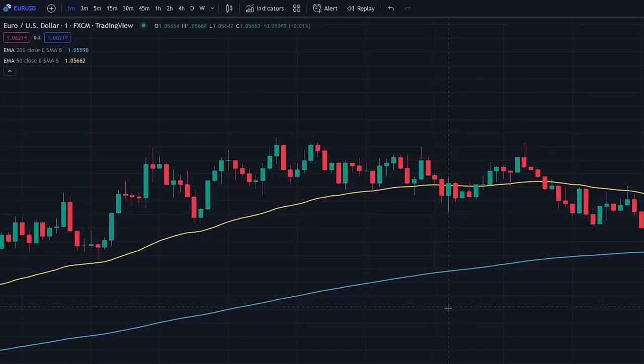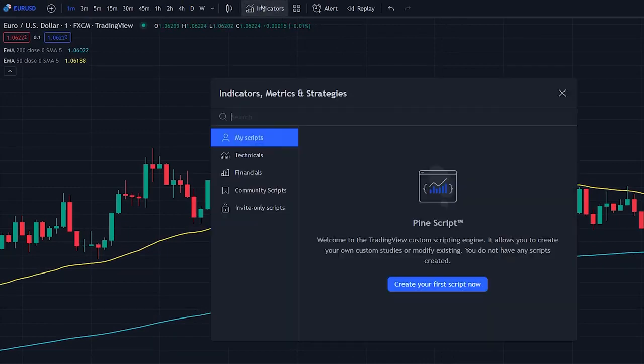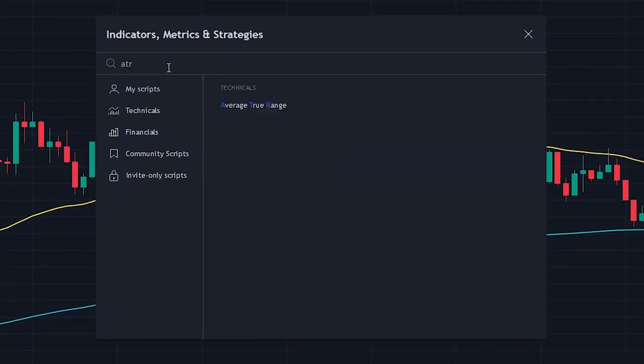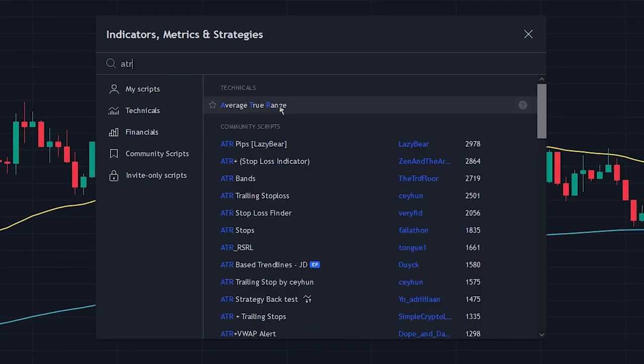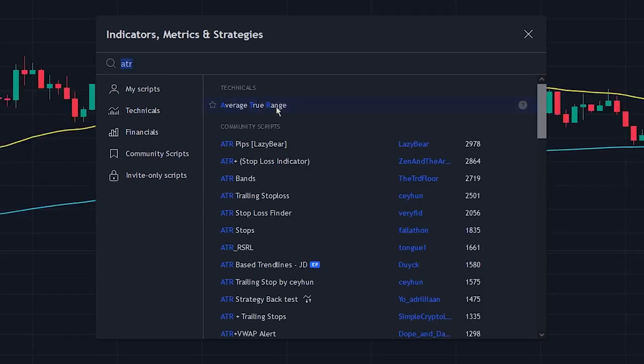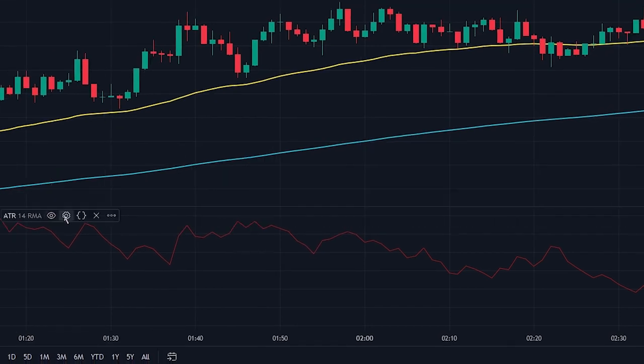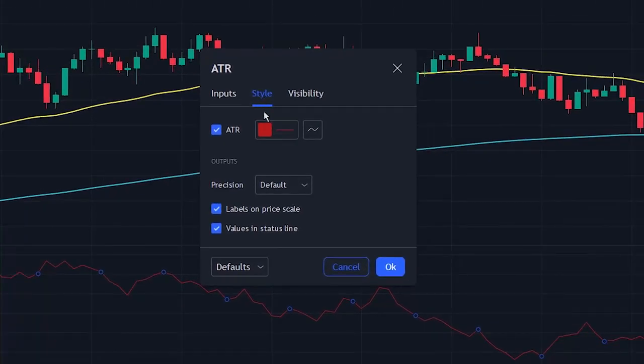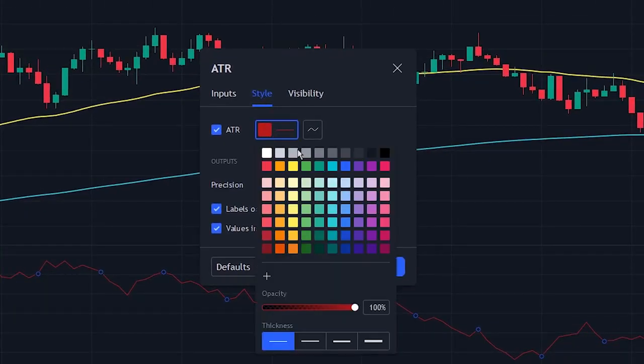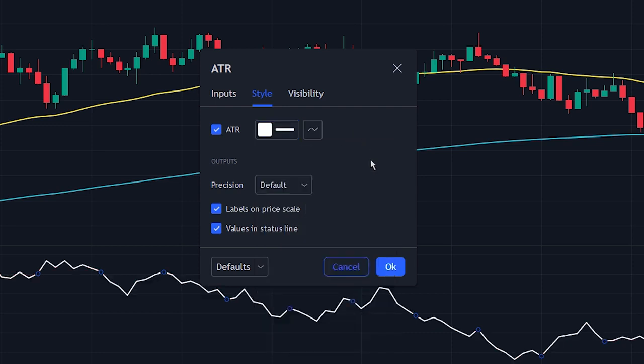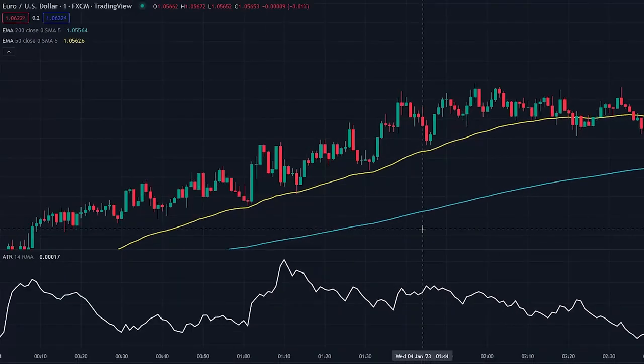Now let's add the last indicator to the chart. Head over to the Indicator Search tab and search for the ATR indicator. Select the indicator made by TradingView and add it to the chart. After that, navigate to the indicator settings and click on the Style tab. We will be changing the color to make the indicator easier to see. We won't be changing the input settings, so let's now take a look at how we will be using the indicators.